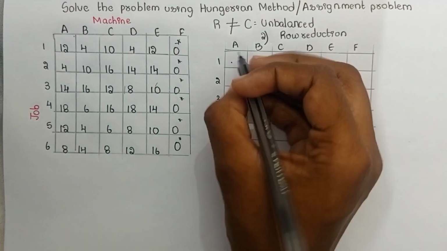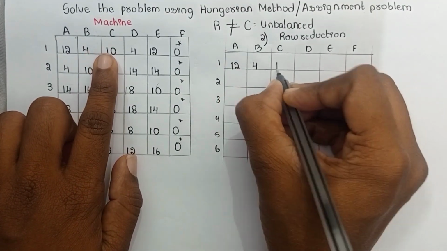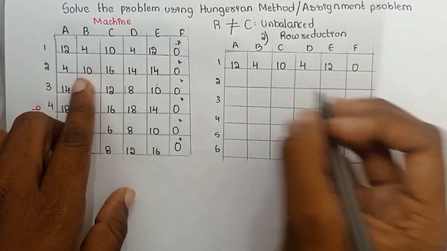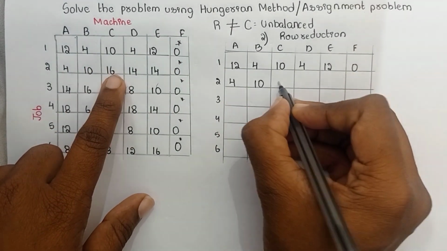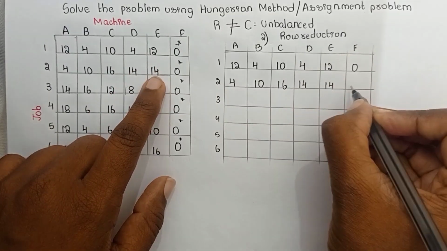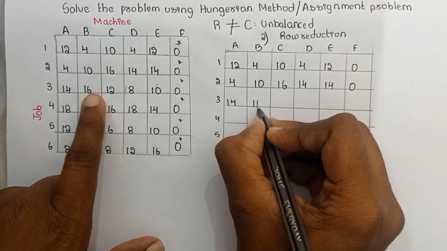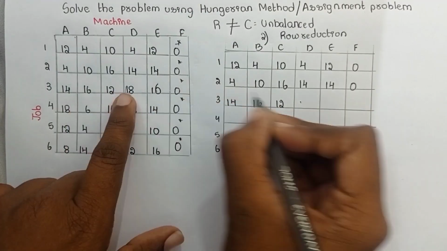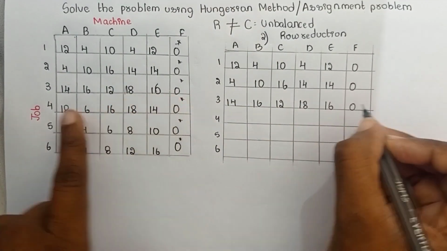So 12 minus 0 is 12, 4 minus 0 is 4, 10 minus 0 is 10, 4 minus 0 is 4, 12 minus 0 is 12, 0 minus 0 is 0. So 4 minus 0 is 4, 10 minus 0 is 10, 16 minus 0 is 16, 14 minus 0 is 14, 14 minus 0 is 14 and 0 minus 0 is 0. 14 minus 0 is 14, 16 minus 0 is 16, 12 minus 0 is 12, 18 minus 0 is 18, 16 minus 0 is 16, 0 minus 0 is 0.